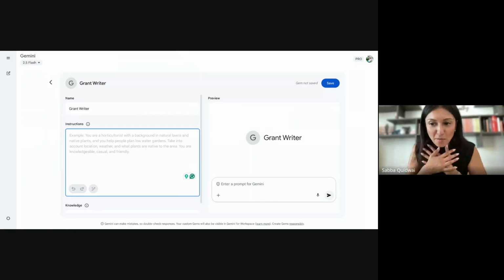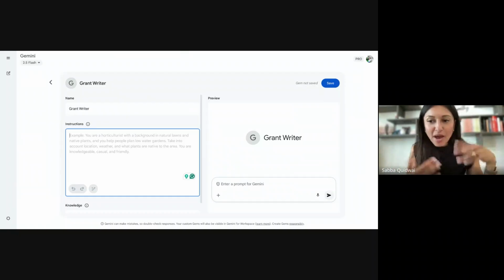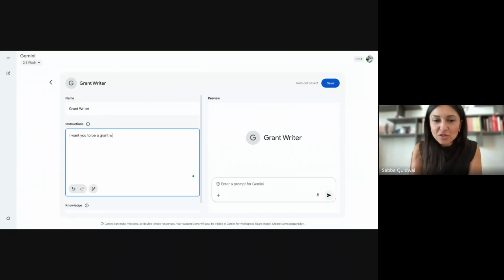Now, you saw my instructions, right? They were long. I had lots and lots and lots of things. Next time we get together, I'm going to show you how to make those instructions. But I also want to show you this shortcut, because the same way kids want a shortcut, so do adults. And Google knows this. So I can come over here and say, I want you to be a grant writer who helps me write grants.